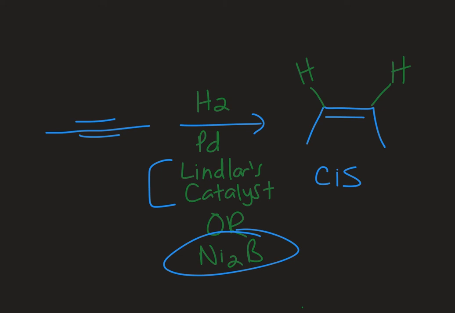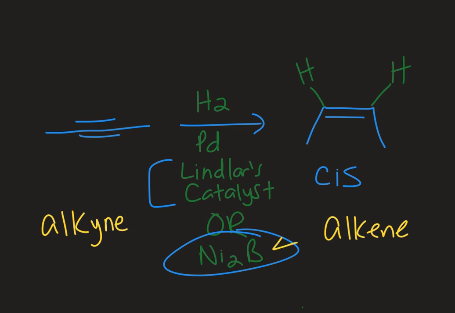So you might see on your homework or on an exam either H2 palladium and Lindlar's catalyst or nickel boride, and both of those would indicate to you that you're stopping at the alkene as opposed to going all the way to the alkane, which is accomplished with just excess H2 in the presence of palladium. So again, we're starting with an alkyne for this reaction, and because of the nickel boride or Lindlar's catalyst, we're able to stop at an alkene. Because this is a syn type addition, a simultaneous concerted addition of H2, it's going to add to the same side and give us a cis alkene.